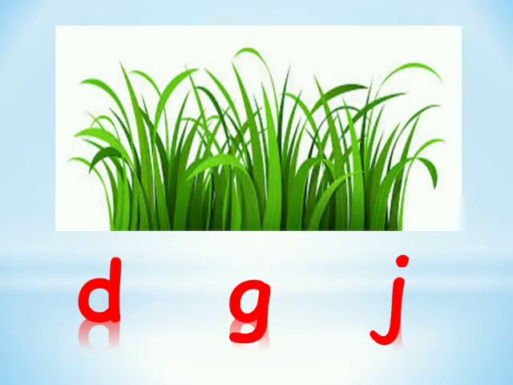What is this? Grass. And when we say grass, the first sound that comes from our mouth is G, grass. We will circle the G.